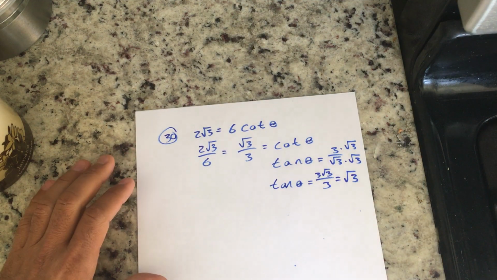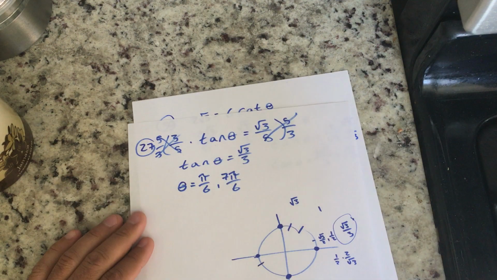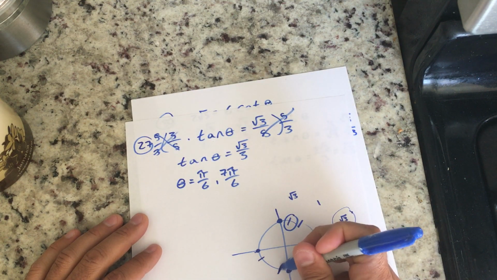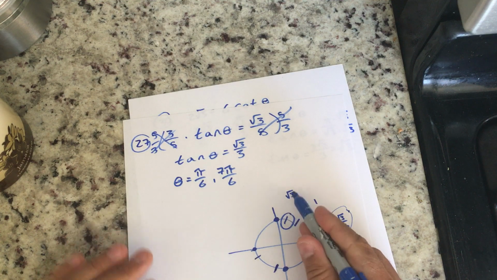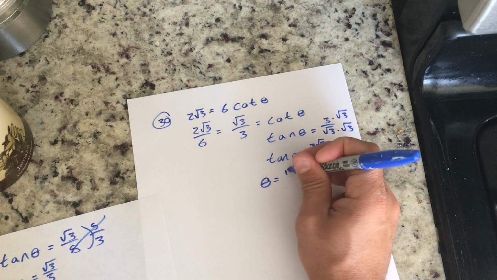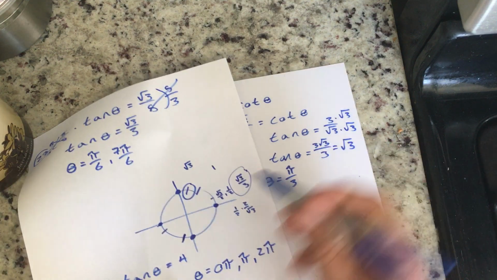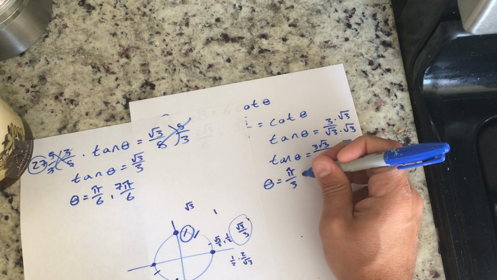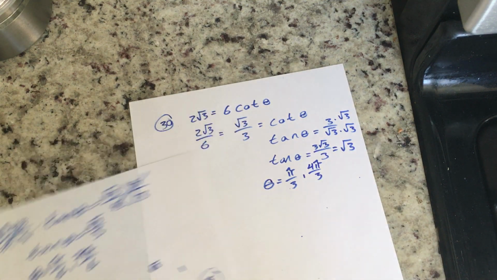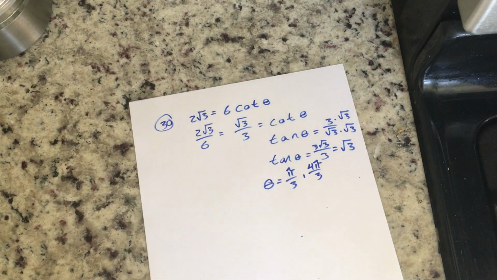So looking at that unit circle again, square root of 3 right here, and it's also going to be right here, which this is pi over 3, and this one down here is going to be 4 pi over 3. So that's it. Start another one.